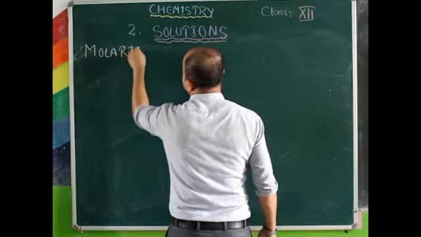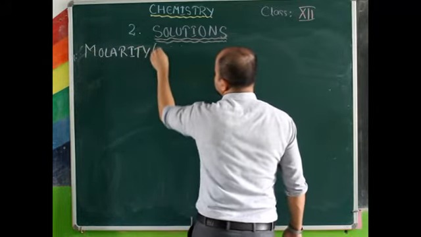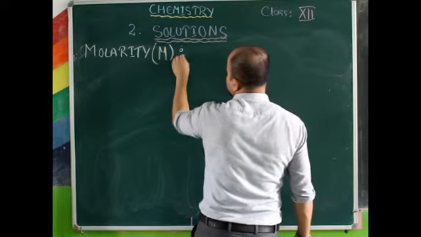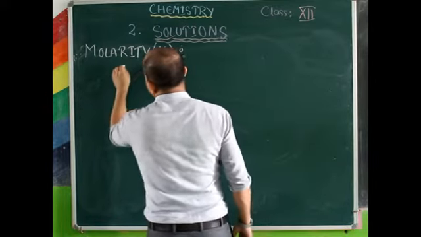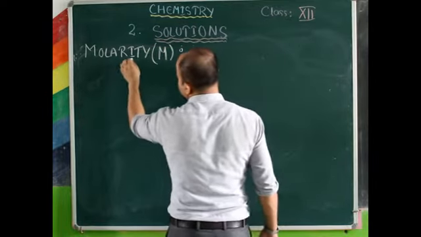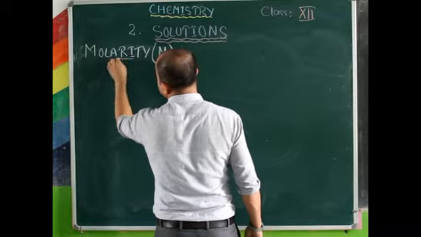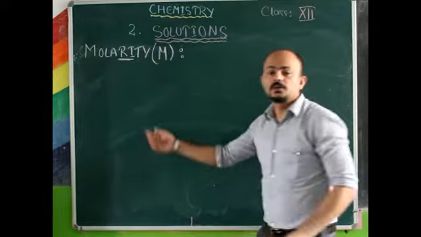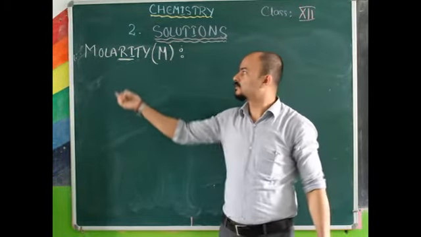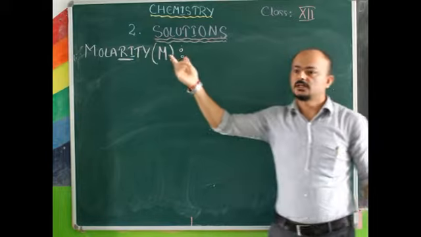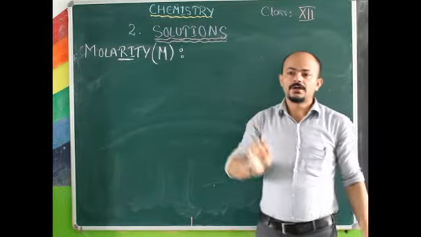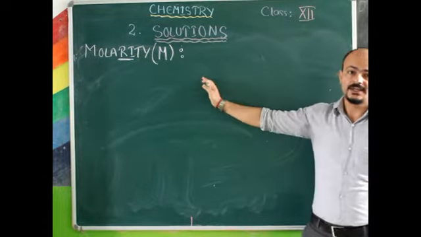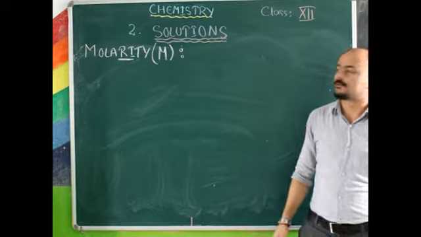Molarity is expressed as capital M. Here the spelling is very important, because you have another term, molality, as well. So what is molarity? Molarity is the number of moles of solid that can be dissolved per liter of the solution.